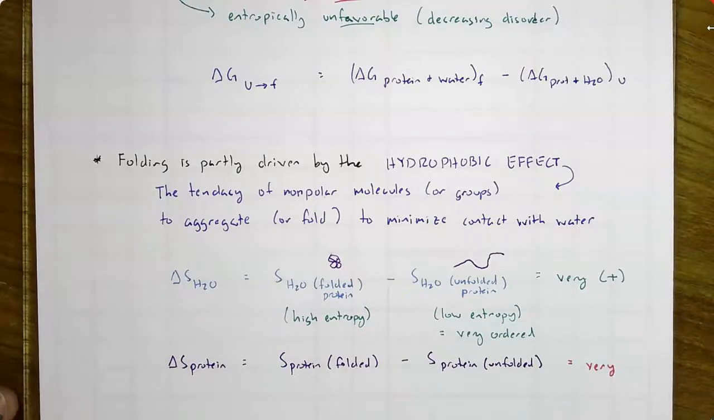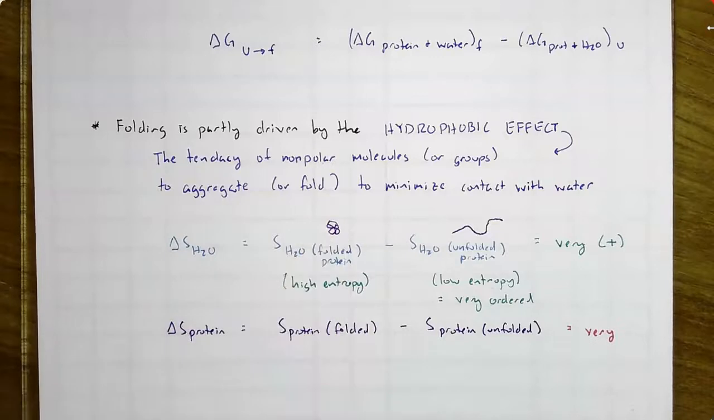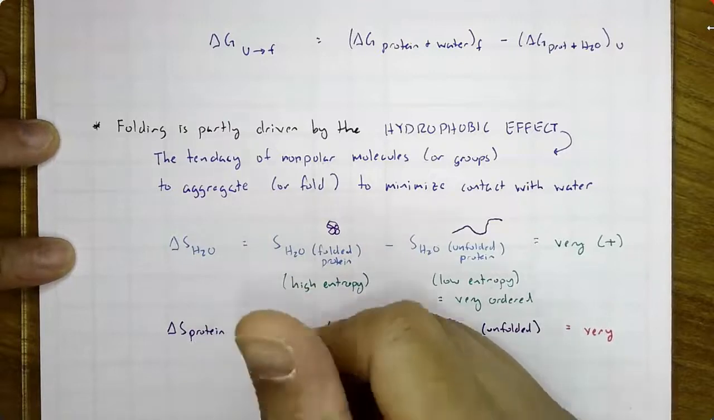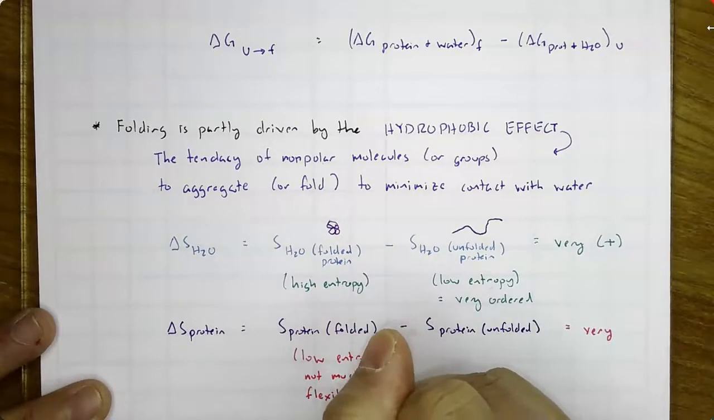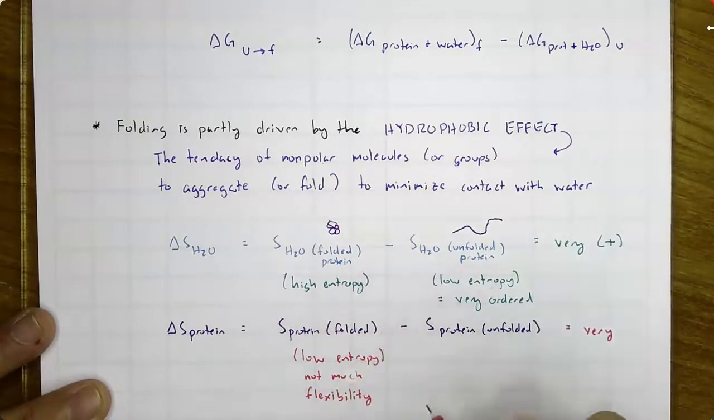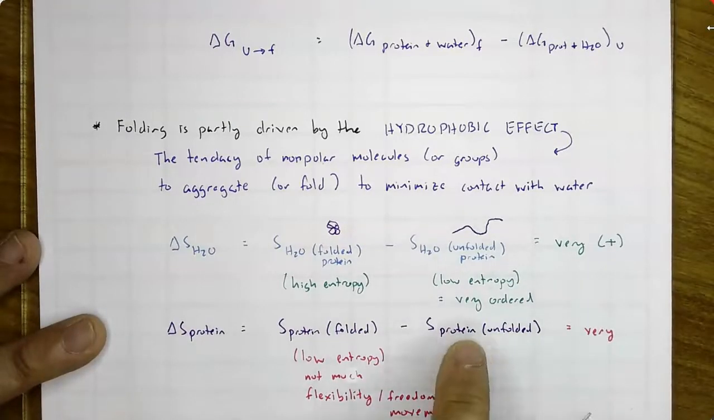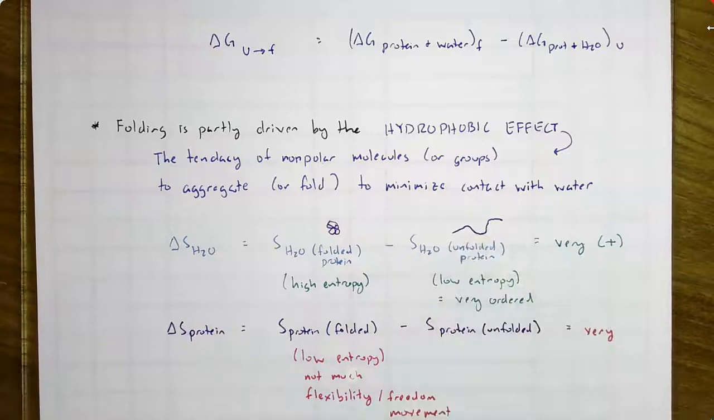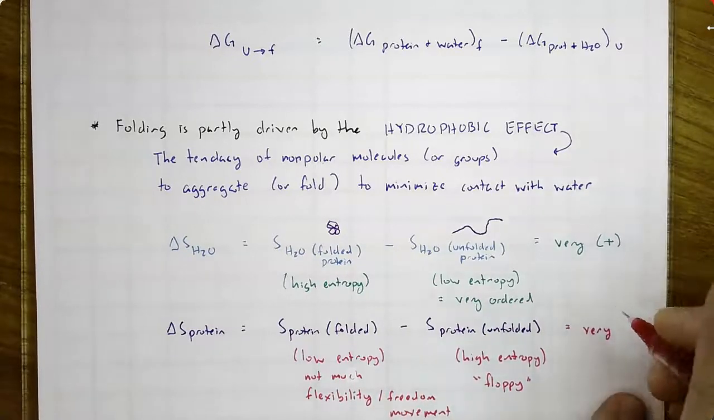The problem is, I mean, not a problem, but when we look at the protein side of things, your protein, when it's folded, looks like this. Very constricted, right? So I would say this is low entropy. Not much flexibility. Another way you could think of entropy is, high entropy means a lot of degrees of freedom, freedom of movement. But when it's unfolded, like this, it's very floppy. That's high entropy. Well, we have a low number minus a high number, so that is very negative.